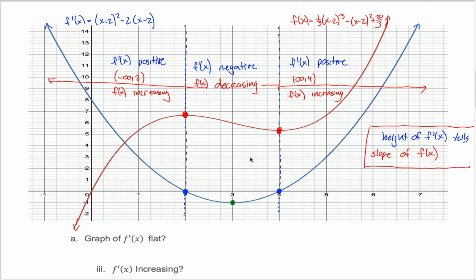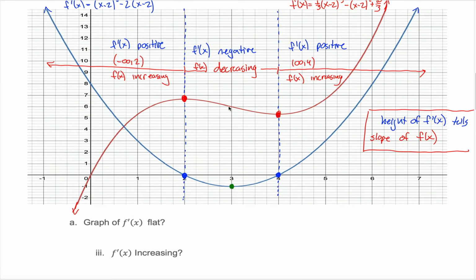I kind of alluded to it at the end of the last video, but the basic idea is we're going to redo all the analysis that we did on the graph in red with the graph in blue. So for red, we were interested in flat, increasing, and decreasing. And what we saw is that flat, increasing, and decreasing corresponds with a height of 0, a positive height, and a negative height for the graph in blue. But what about the point at which f prime of x, the graph in blue, is flat? What about this point in green right here? What's its significance to the graph in red?